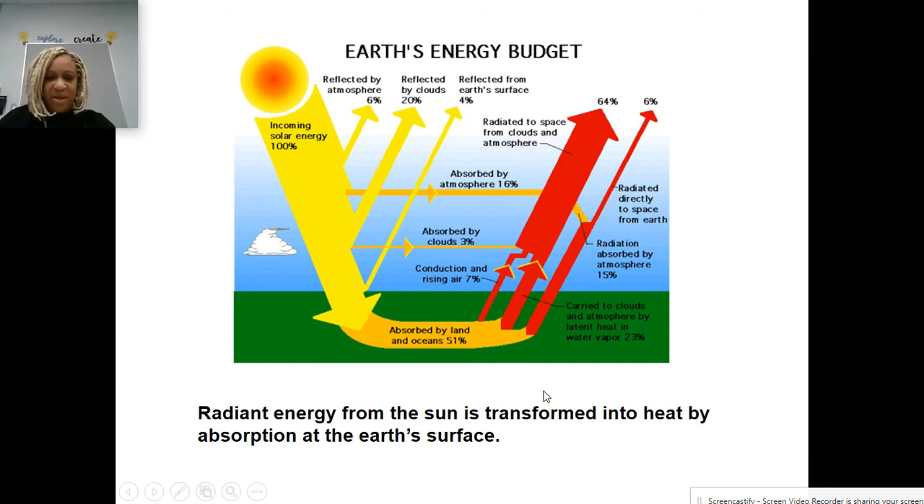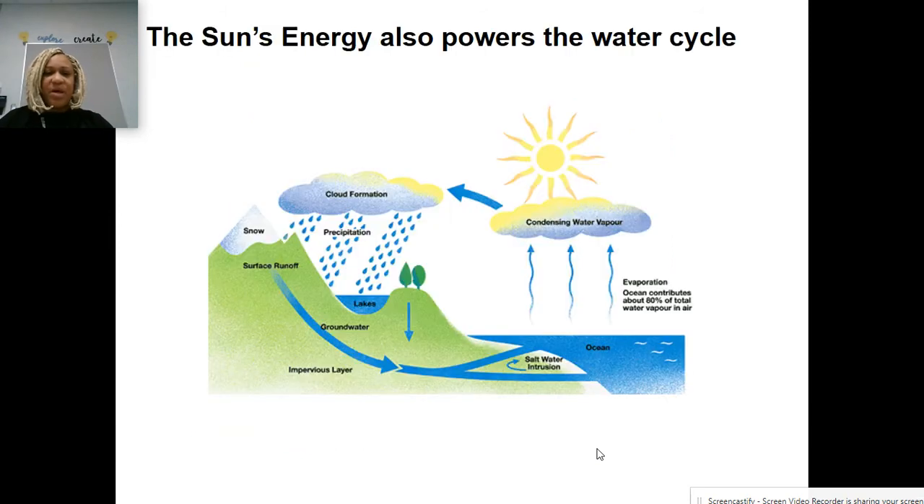Okay. So radiant energy from the sun is transformed into heat by absorption at the Earth's surface. The sun's energy is also very, very important. Write this down. The sun's energy is also very, very important in evaporation, the water cycle. You've probably seen this already on your test. You've heard about it in sixth grade. Evaporation is a big, big deal. This is why the ocean is so important, right? The sun and the ocean, they're partners. They work together to create this evaporation for us. So, yes, the sun's energy also powers the water cycle.